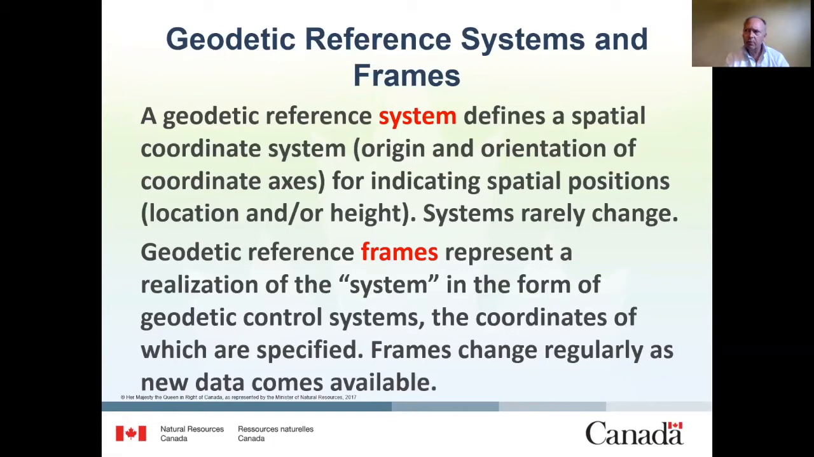And we update the frames periodically because new data comes in, and we can provide more precise information, all of which meets the definition of that system. The systems very rarely change. So we had NAD27 in Canada, then we had NAD83 original, and then we had NAD83 CSRS. That was a fairly significant change. And now we're talking about a new reference system. Over a period of 100 years, there have been only 3 such systems so far. But there have been many frames. Version 7 of the CSRS was released this past summer by the Canadian Geodetic Survey.